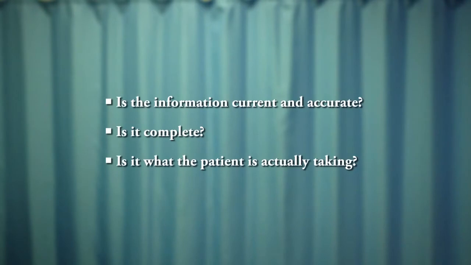When doing a history, just remember the following. Is the information current and accurate? Is it complete? And is it what the patient is actually taking? Now, in a perfect world, this should be easy enough. But this isn't a perfect world. Medicine containers are usually reliable, but you never know.